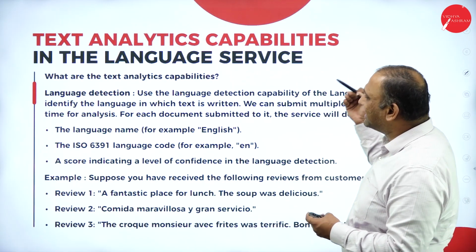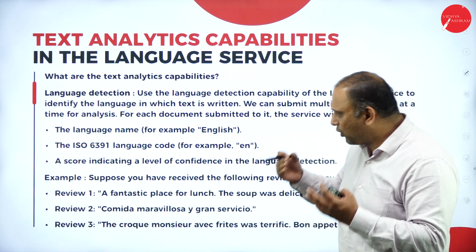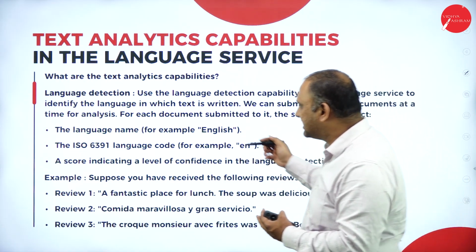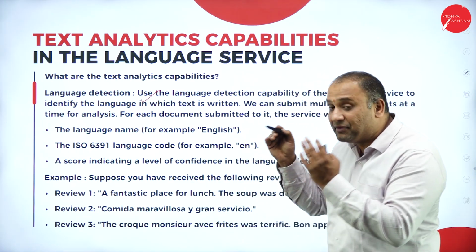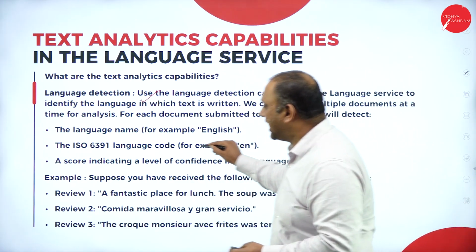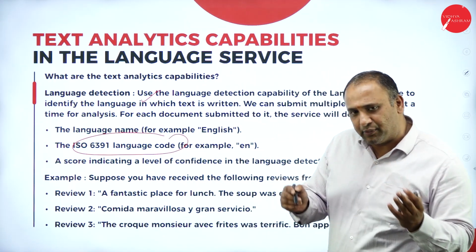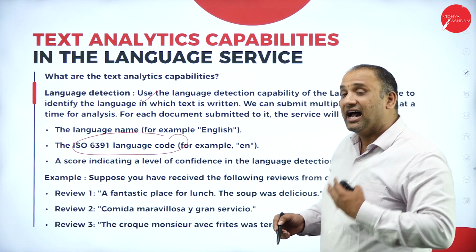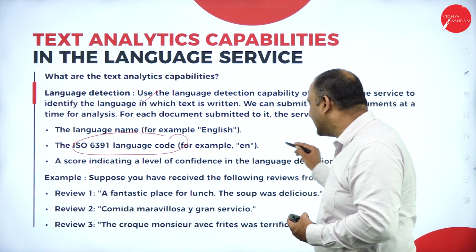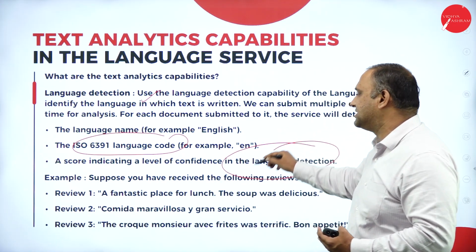The next one, the capabilities in a language service. So what is it all about? The first thing is language detection. We have an ISO standard, the ISO 639-1 language code, which is en for English. The language name is English, used here. A score indicates the confidence in the language detection.